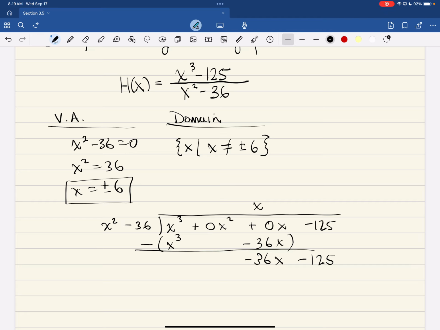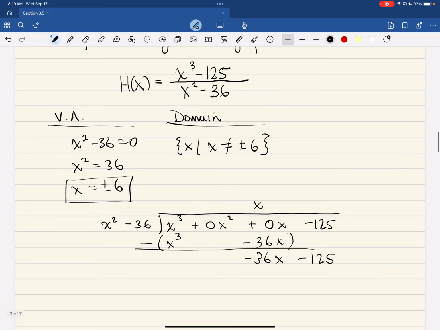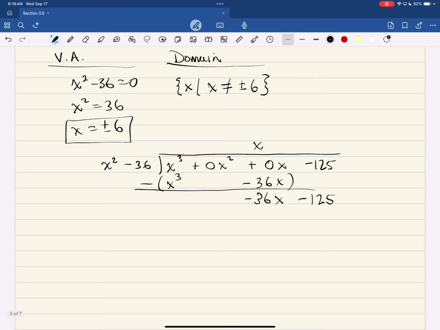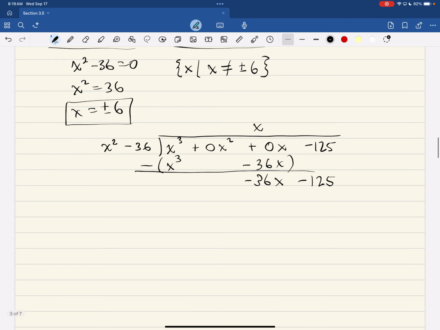Okay, so let's see. What can I do now? I need to look and see, is there anything I can multiply x squared by a polynomial to get minus 36x? And I can't, right? So that's going to be my remainder.